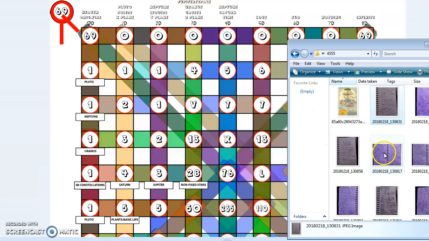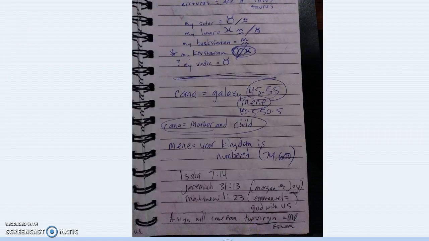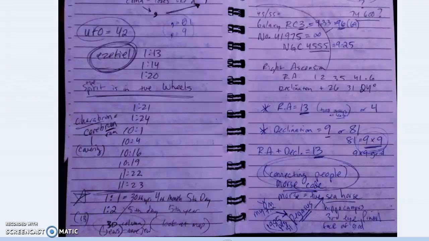So we're gonna, where is it at? Let's see what page it's on. So yeah, many in the Bible, 4555, and 4555 is in the Bible. Many means your kingdom is numbered. 74,600. 74 is an 11, and then there's your 6. There's your 116 again. So, interesting, huh? Well, I think so anyway.